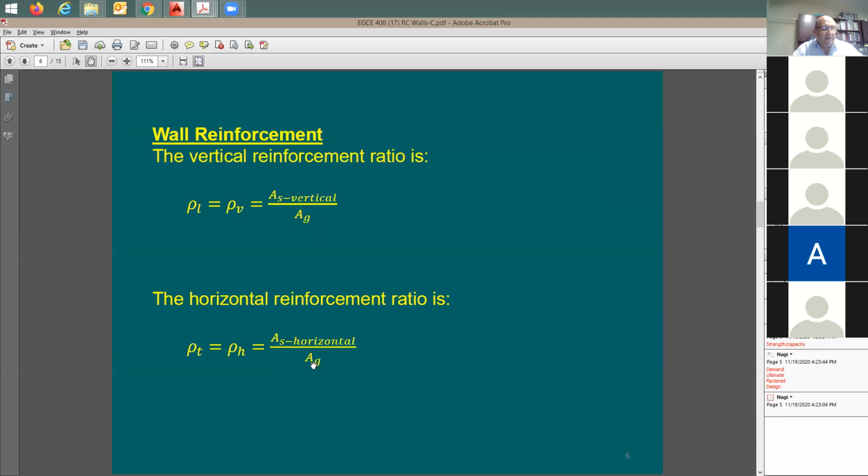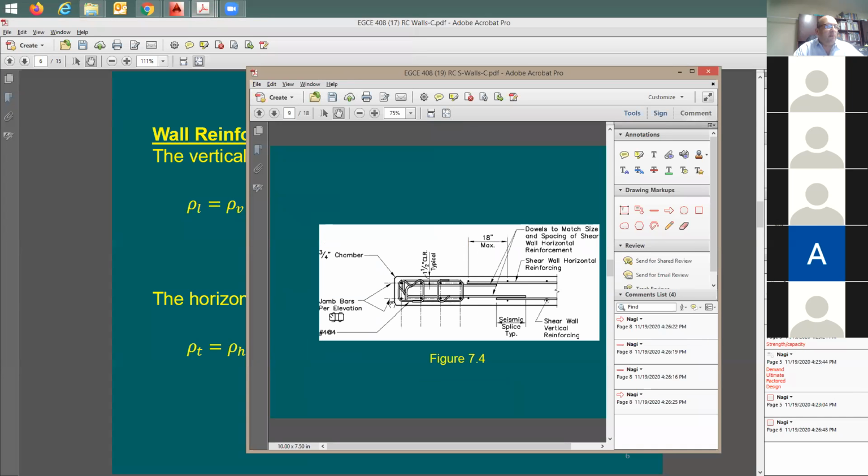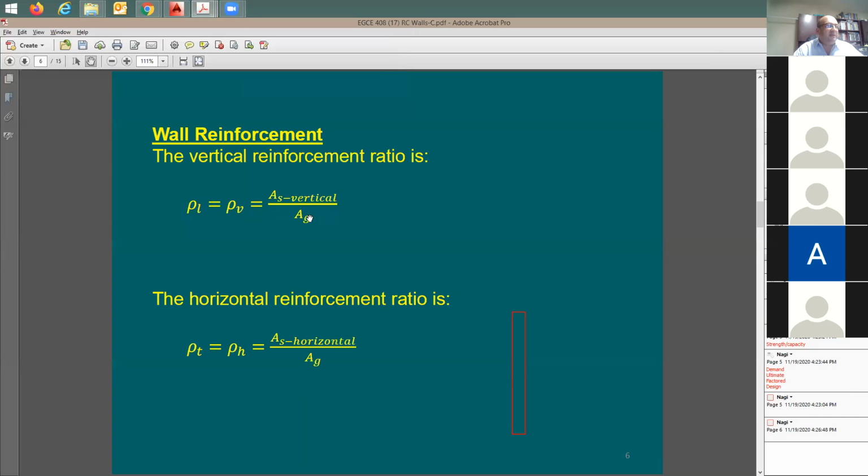Are we clear on this? This cross-section area of the wall is equal to the wall thickness multiplied by the height. Here's the wall height and the wall thickness, and you're going to see lots of rebars here. You figure out the total cross-section area of the bars divided by the cross-section area in the horizontal direction. This A sub G is different, because in plan view, when you look at the wall section, it's going to be the wall thickness multiplied by the wall length. So this A sub G is not the same as this A sub G. You need to be clear on this. Any questions?